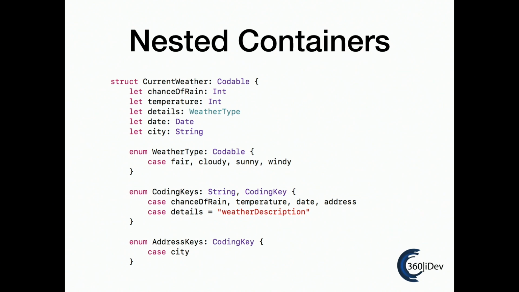I have my coding keys for my top level JSON, as you can see. So I have chance of rain, temperature, date, and address is one that's added. I have this address object coming back. Now if I need to get inside that, I can add another set of coding keys, another enum. And in this case, I just add city to that, because that's all I care about. If I wanted state, I could do city and state. And with the address keys, I add coding key.